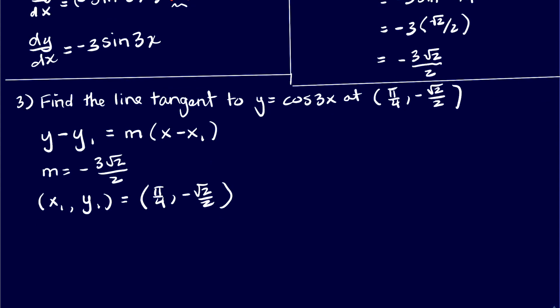And so now we've got all our pieces, so let's do it. Y minus y1, which is negative root 2 over 2, is equal to our slope, which we found to be negative 3 root 2 over 2, times x, which was what? Pi over 4. Oh, my bad.